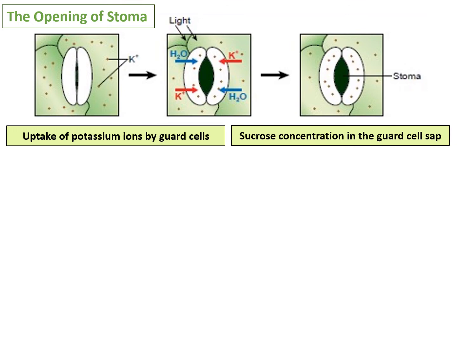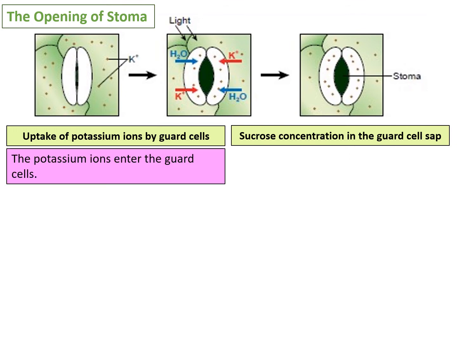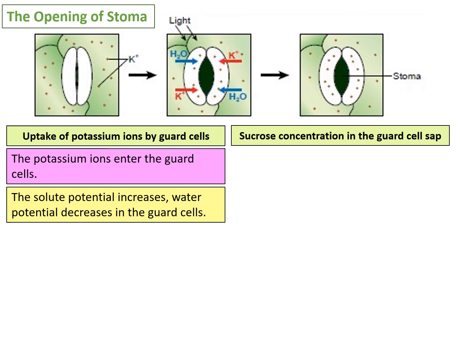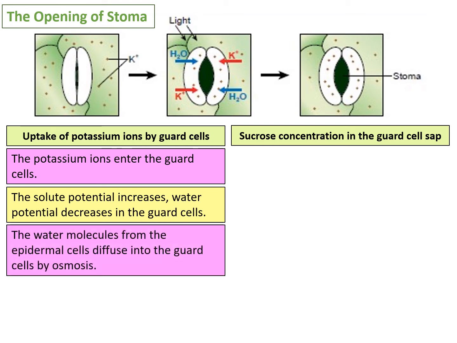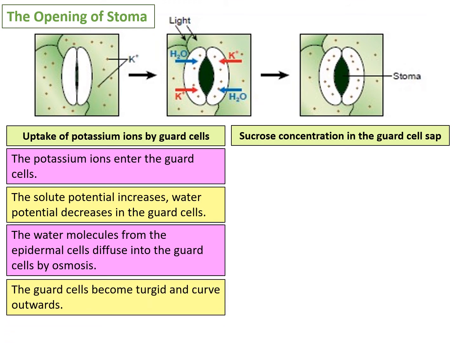The opening of stoma. When the potassium ions enter the guard cell, the solute potential increases and water potential decreases in the guard cell. So this means the water potential in the epidermal cell is higher compared to the water potential in the guard cell. So water from the epidermal cell diffuses into the guard cell by osmosis. The guard cell becomes turgid and curves outwards and the stoma opens.